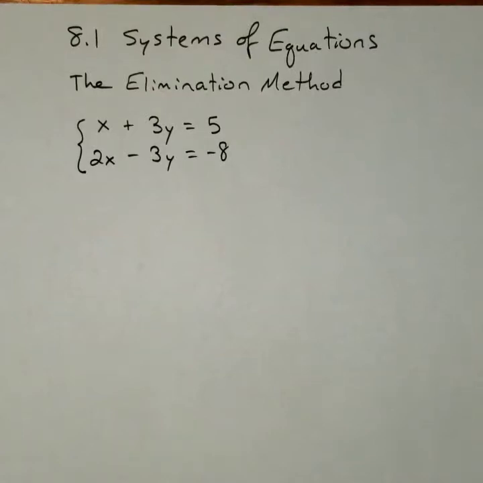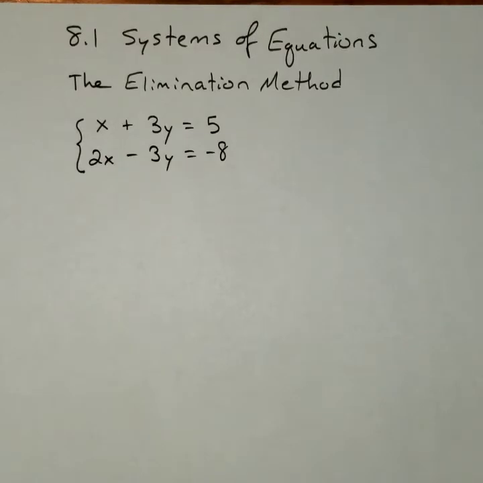Alright, we're going to talk about a second algebraic method for solving systems of equations. This one is called the elimination method. The big idea behind this is if you can eliminate one of the two variables, then you can solve for the other one. Now, the way that we're going to eliminate a variable is going to deal with the addition principle of equality.